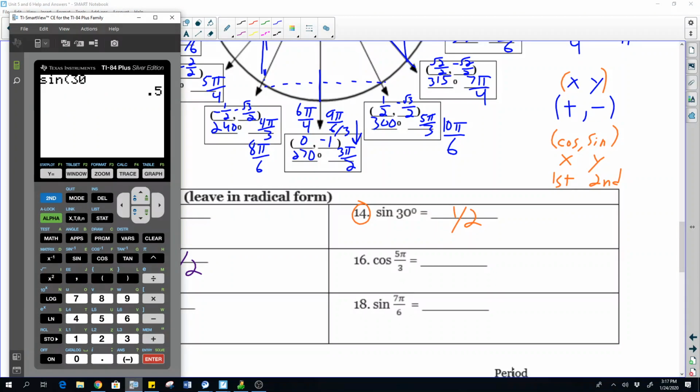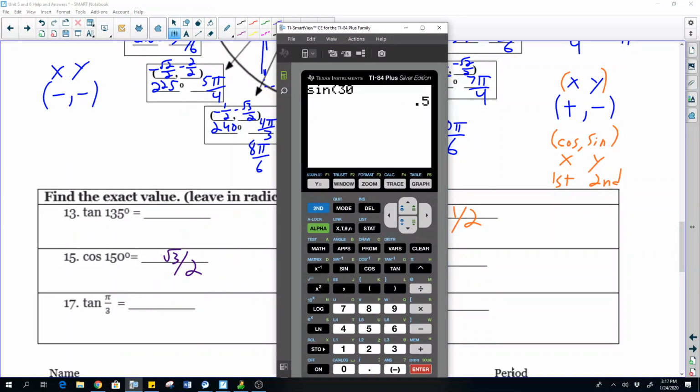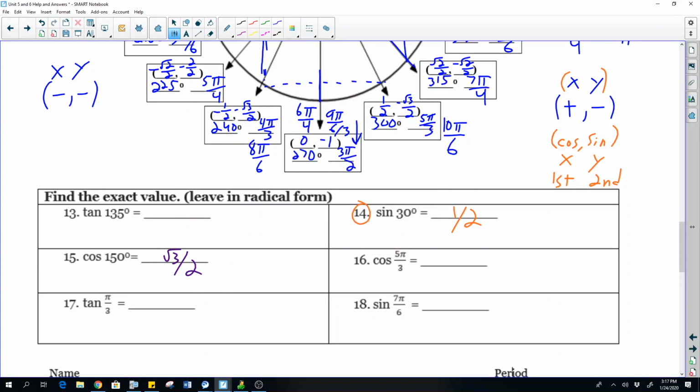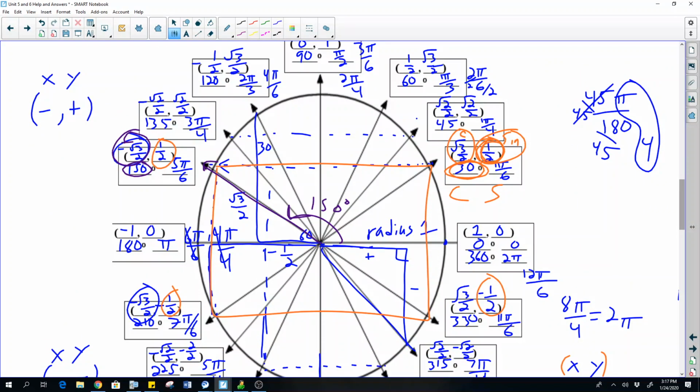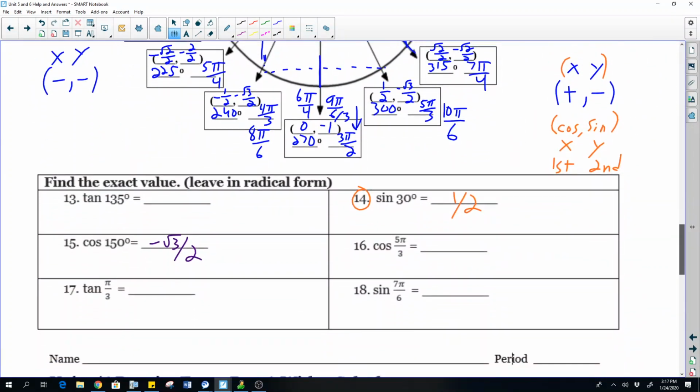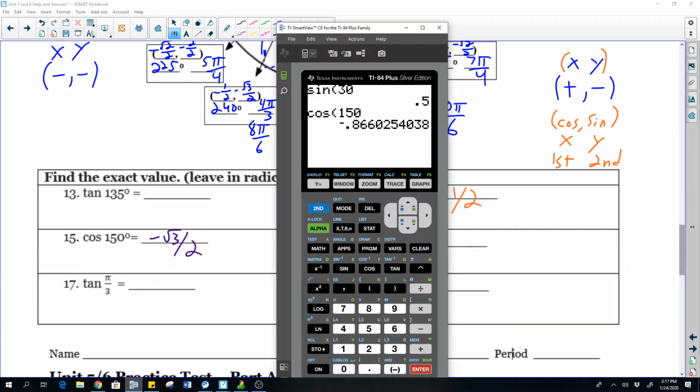Don't believe me? Check the calculator. So again, cosine of 150 degrees is radical 3/2. Oh, negative. Whoops, that was close. Forgot the negative. Are you sure it's negative? Let's go double check. Oh, it is. Watch out for that negative. So it is negative radical 3/2. You're like, no, but you got 0.866. Negative 0.866. Oh, yeah.